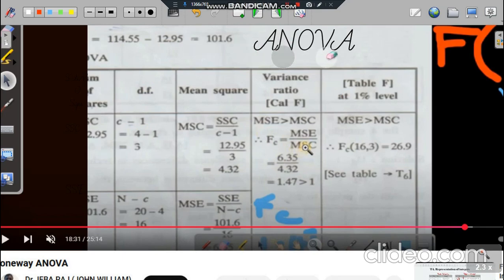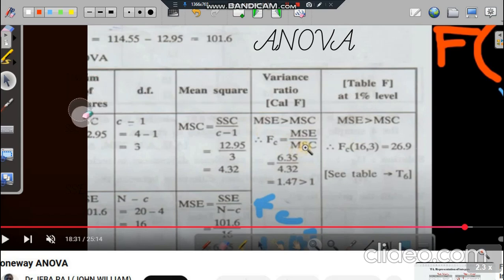Now this is what we call the ANOVA table. This one is sum of squares, this is degrees of freedom, this one is mean square, this is variance ratio, and the last one is the table value of F we have to find out. So this is a very important thing we have to understand.